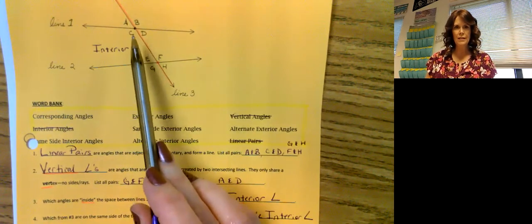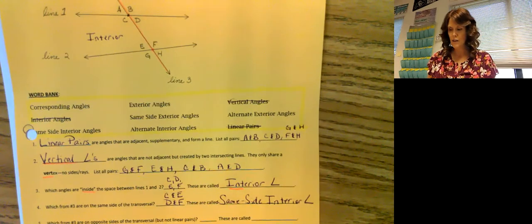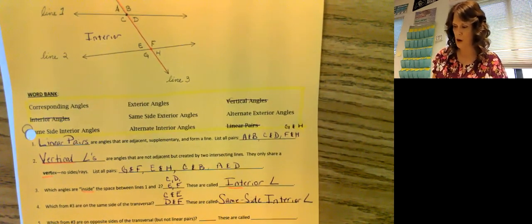Well, C is on the left side, F is on the right side, and then we have opposite sides for D and E also. Okay, so which angles are on opposite sides? C and F, and D and E.